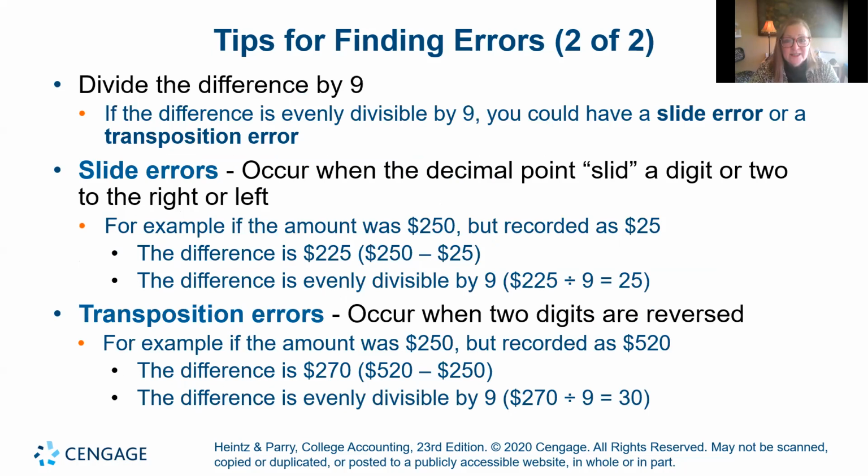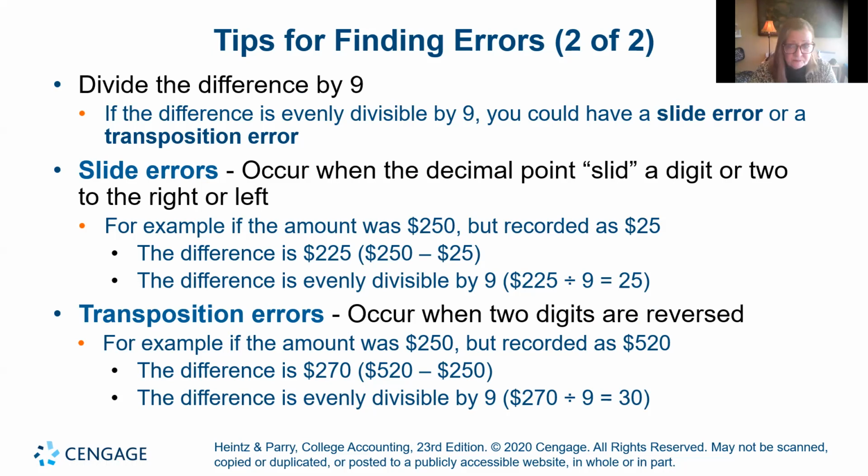And then the next one, this is a big one. What you could do if you couldn't identify it by just seeing how much the difference was, or by dividing that number by 2, then the next step would be take the difference of the imbalance in the trial balance and divide it by 9. Because if you divide it by 9, it might identify that you made one of these 2 types of errors: a slide error or a transposition error. A slide error is where you were trying to post one number, but you dropped a digit somewhere. So usually the last digit gets dropped.